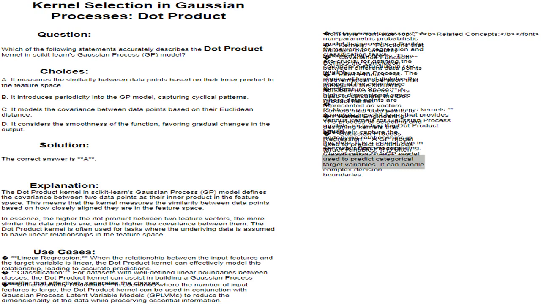Gaussian process classification. A GP model used to predict categorical target variables. It can handle complex decision boundaries. For example, building a GP classifier to identify handwritten digits based on image data.